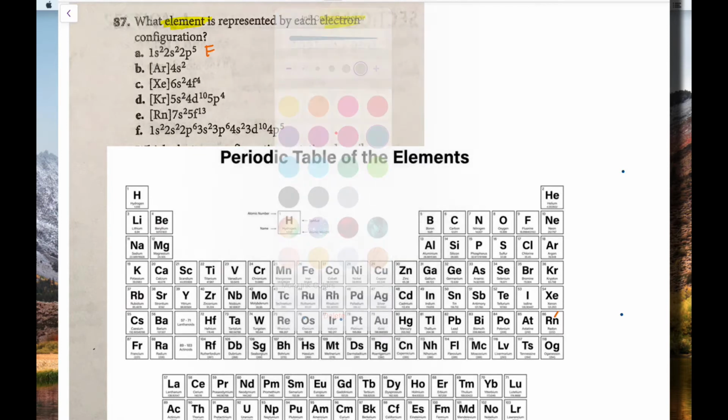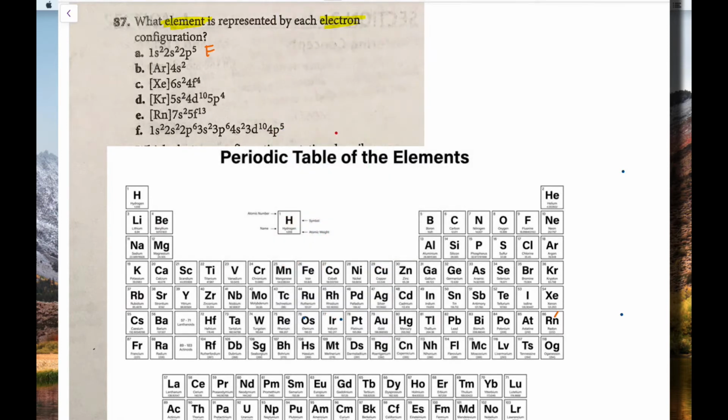So let's see here. Now I'm looking at argon. This right here is noble gas notation, so I immediately go to argon. Here's argon, my starting point. And then I go to 4s2. So argon, and then this is period 1, period 2, period 3, and period 4. So argon, and then period 4, 4s. Now the question is, how many electrons do I have? I have 2. So that means calcium is my element. That's the element I'm looking for. So letter B is calcium.